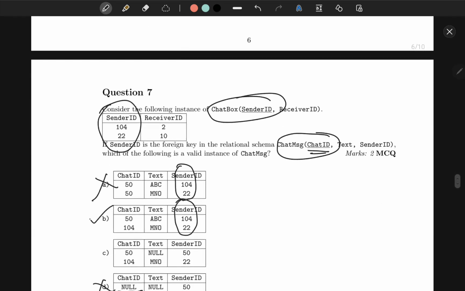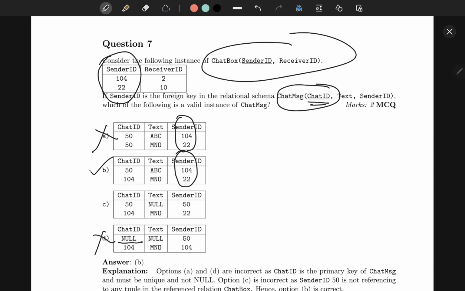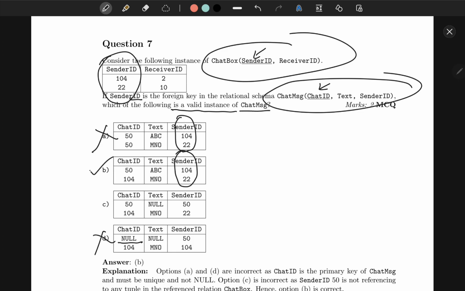Let's move on to the next question, the seventh question. Here we are given an instance of this schema, the chat box schema. The center ID is the primary key. The same center ID is a foreign key in this chat message schema, where the chat ID is the primary key. We are asked which of the following is a valid instance of chat message.